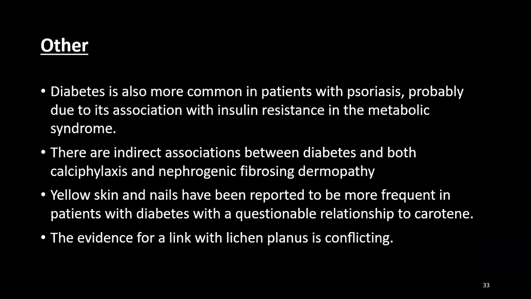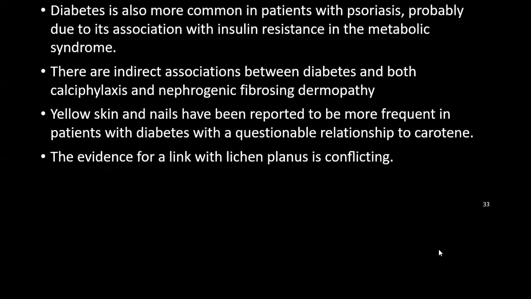Other complications include exacerbation of psoriasis, probably due to association with insulin resistance in metabolic syndrome. There are indirect associations between diabetes and calciphylaxis and nephrogenic fibrosing dermopathy. Yellow skin and nails are reported to be more frequent in patients with diabetes, and there is a questionable relationship to carotene. The evidence for a link with lichen planus is conflicting. So psoriasis is common, but lichen planus is not common.